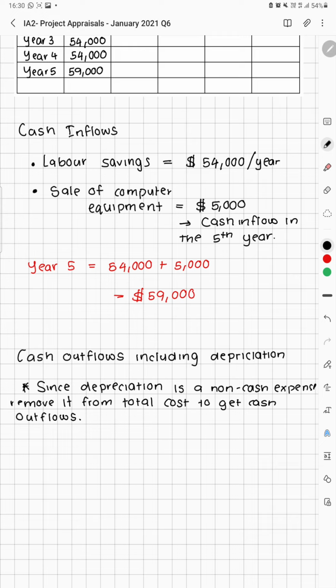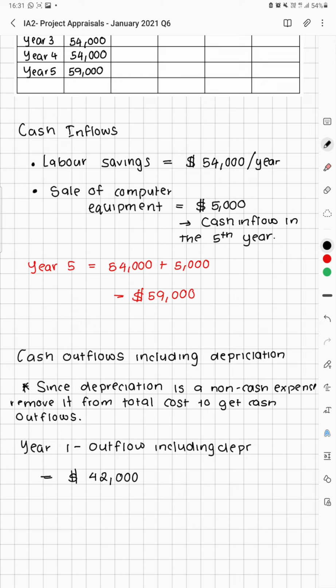Okay, so what are they giving us in year 1? How much is the outflows? 42,000. Outflows including depreciation. So year 1 outflow including depreciation equals how much? $42,000. Okay, so that means we have to calculate the depreciation and remove that.